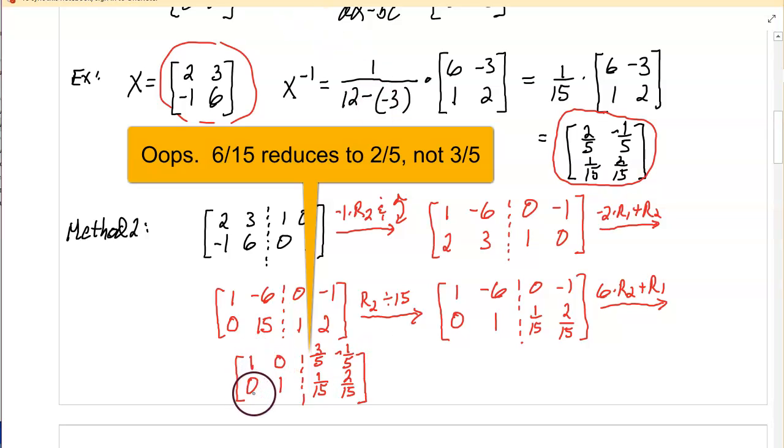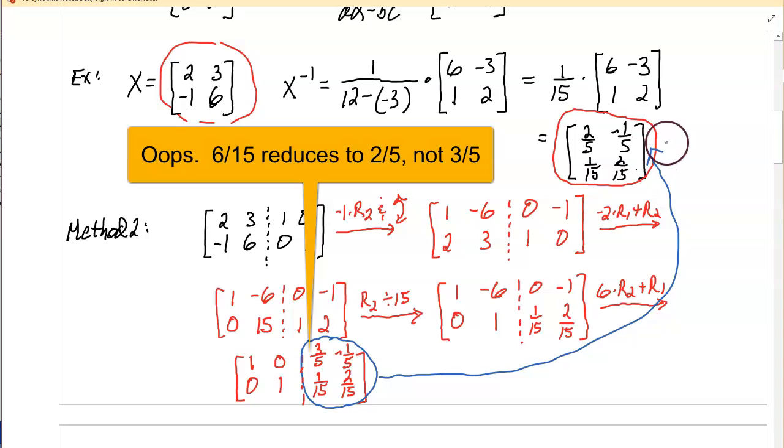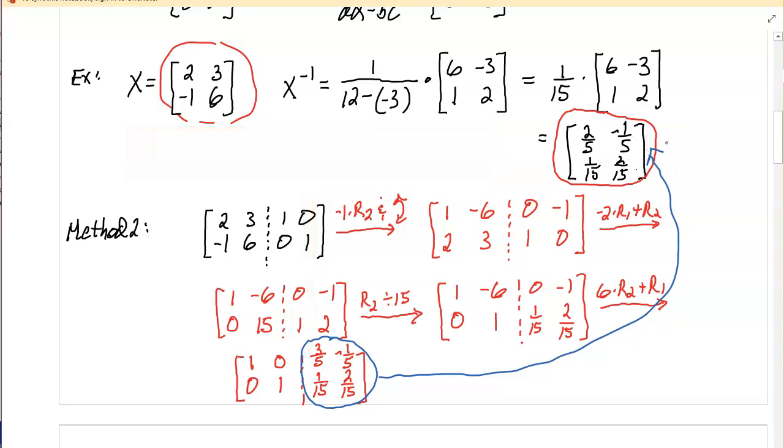The left side has been reduced to the identity, and the right side has created the inverse. Notice those 4 entries and compare them to those 4 entries. We got the same answer. So one way to find the inverse of a 2 by 2 matrix is with a math formula. The other way to find the inverse is using Gaussian elimination on an augmented matrix.